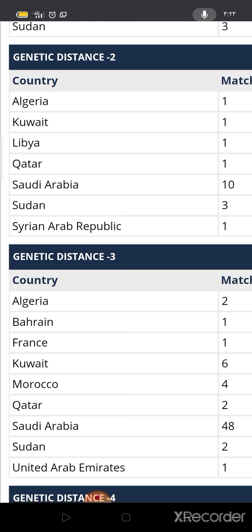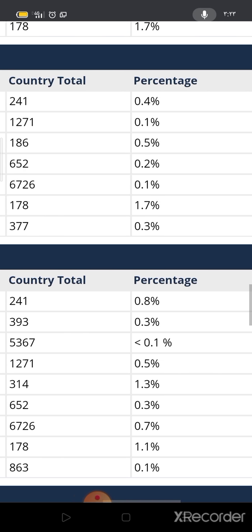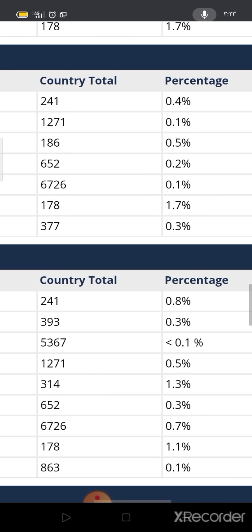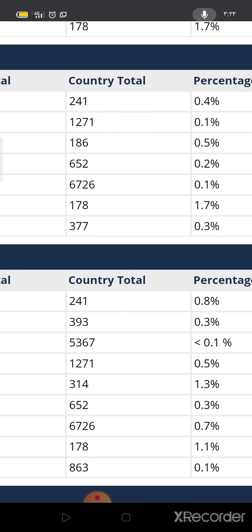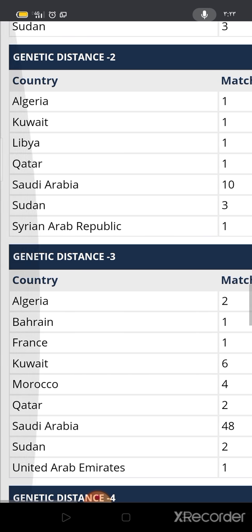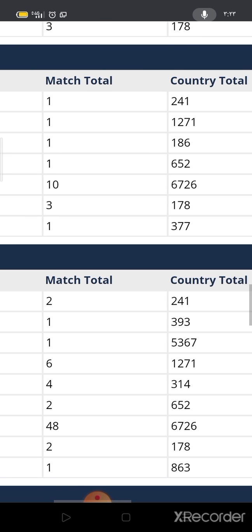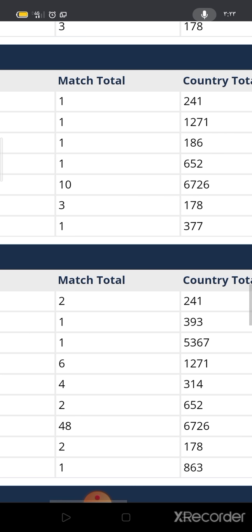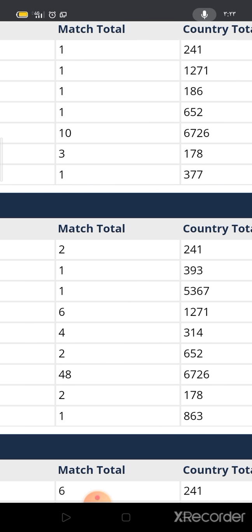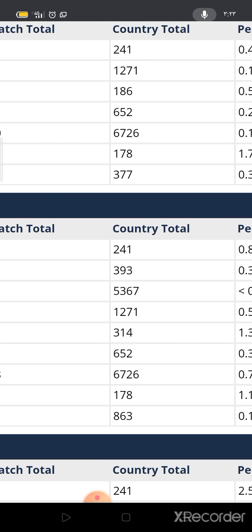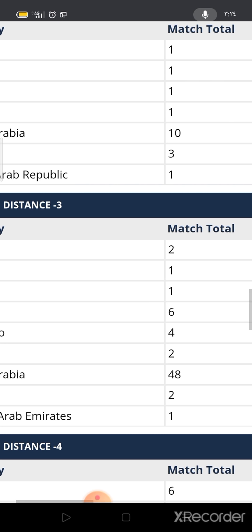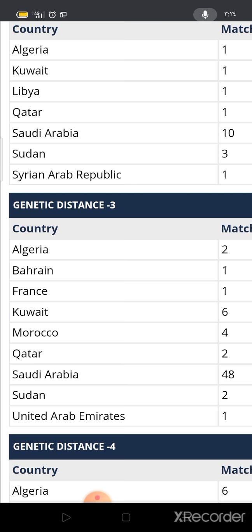Here, genetic distance 3. The percentage here, I have 1.3% from Morocco. Yeah, 1.3 from Morocco, 4 matches among 314. And by number, I have 48 matches from Saudi Arabia among 6,726. And these are different people in genetic distance 2 and genetic distance 1.